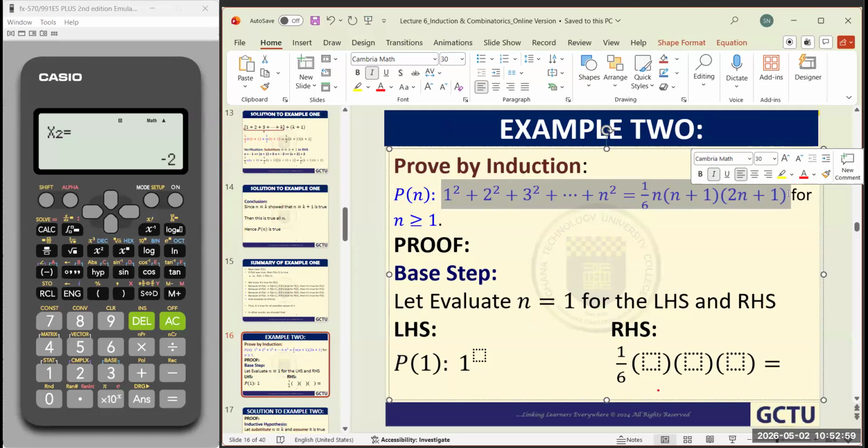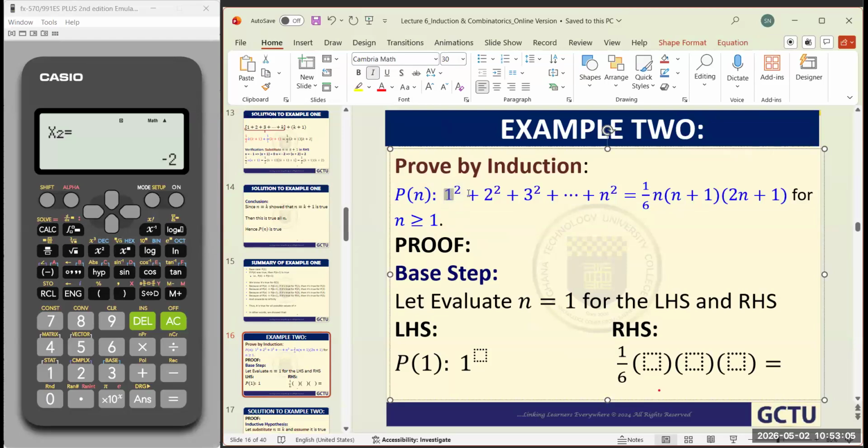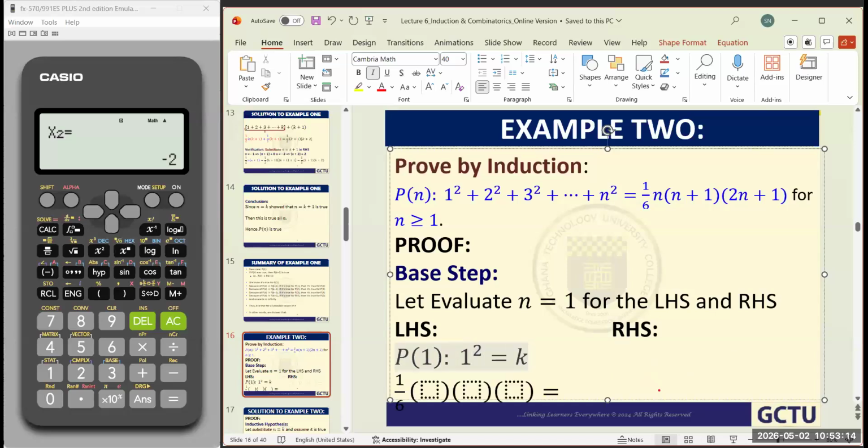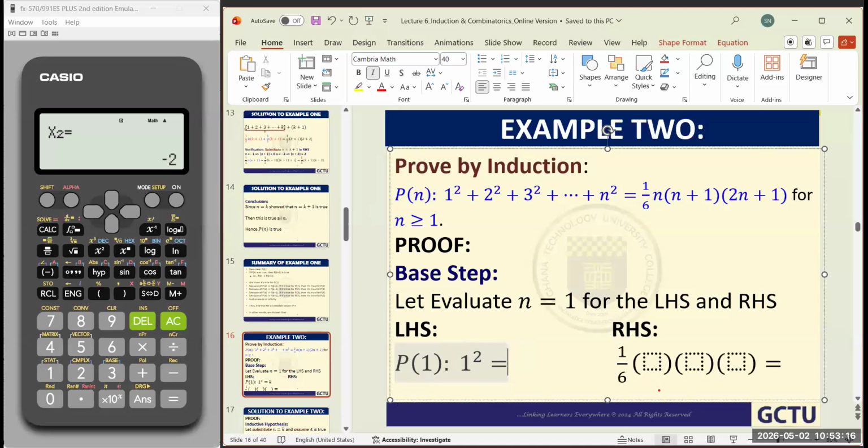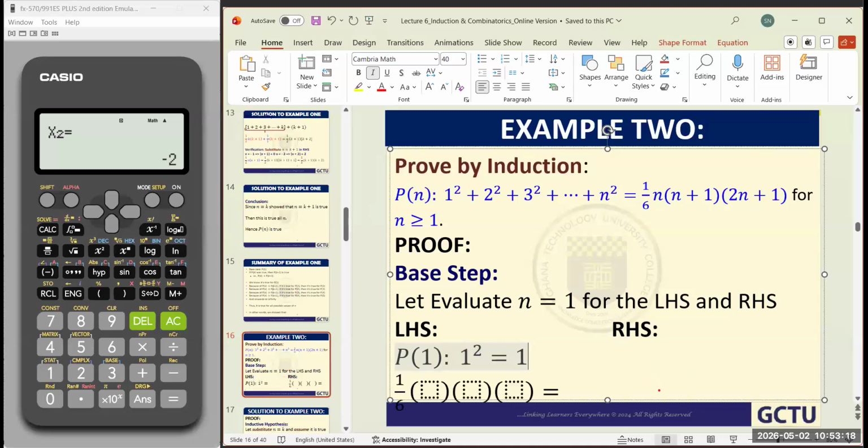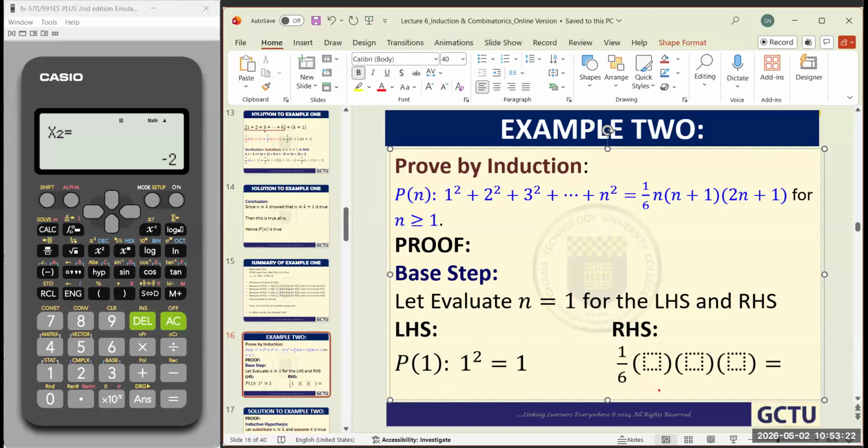So let's go through the same steps. What is n of 1? Please remember, when we say n of 1, it means we are evaluating the first term. The first term is 1 squared for the left-hand side. And you know that when you have 1 that is squared, it will always be equal to 1. So left-hand side, we are going to get 1 squared is equal to 1.